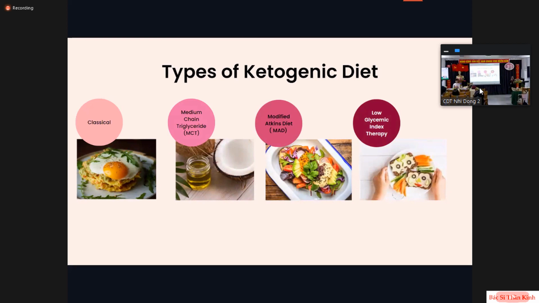So we know that there are 4 main types of ketogenic diet, which is the classical ketogenic diet, the medium chain triglyceride, also known as the MCT KD, the modified Atkins diet, and a low glycemic index therapy. I've experience with the first 3 diets and none with the last, but I've quoted some studies on behalf.